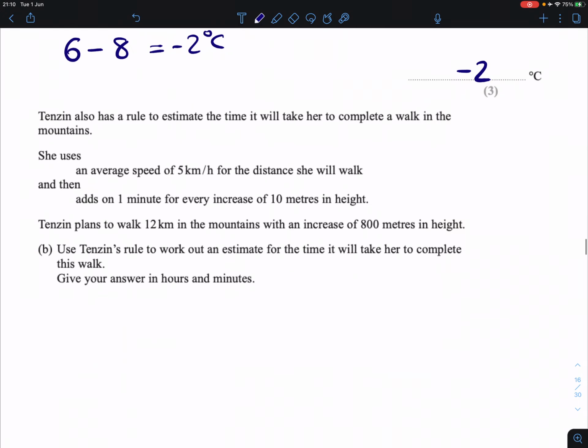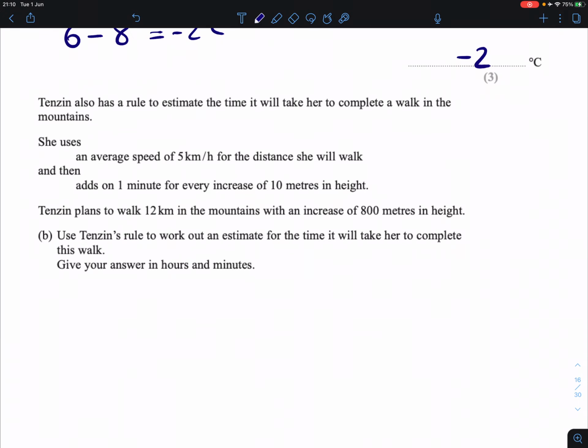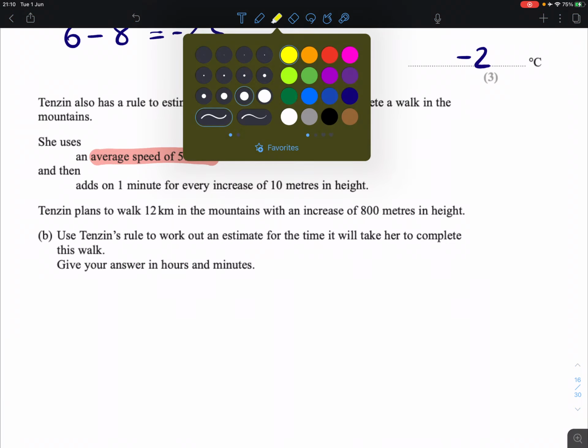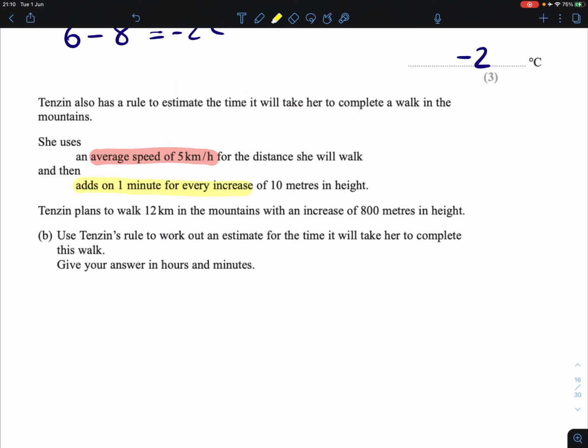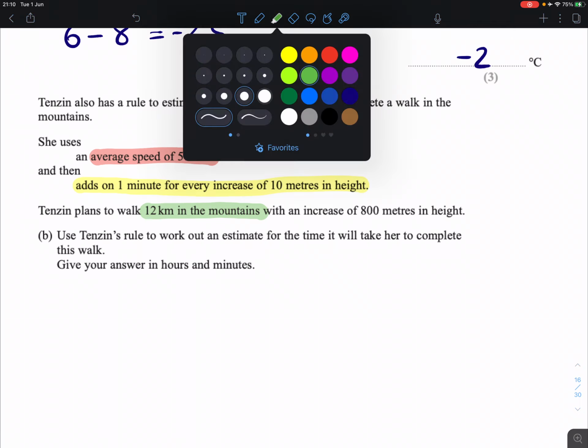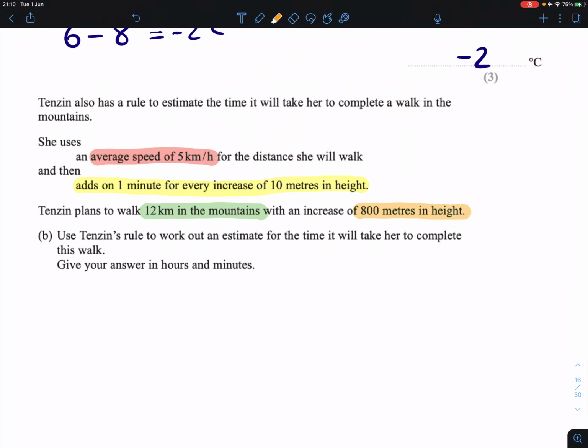Tenzin also has a rule to estimate the time it will take her to complete a walk in the mountains. So, for an average speed of 5 kilometers per hour, she will walk and then adds on 1 minute for every increase in 10 meters in height. So, if she's going uphill, she adds a minute extra if she gains 10 meters in height. Her plan is to walk 12 kilometers in the mountains with an increase of 800 meters in height. Use her rule to work out an estimate for the time it will take her to complete this walk.